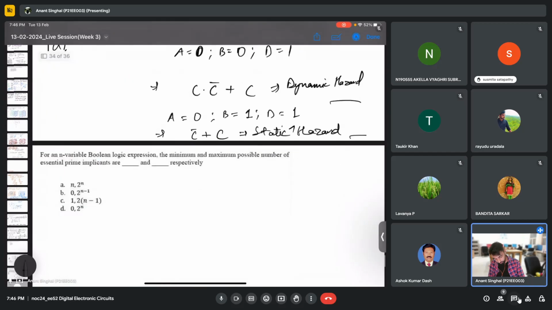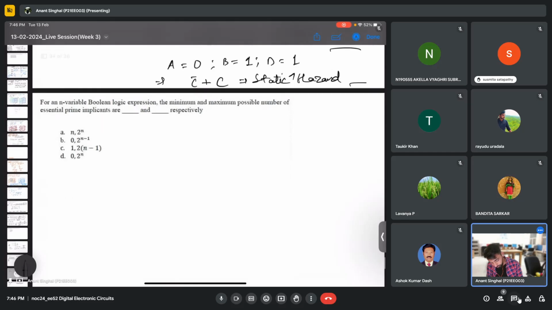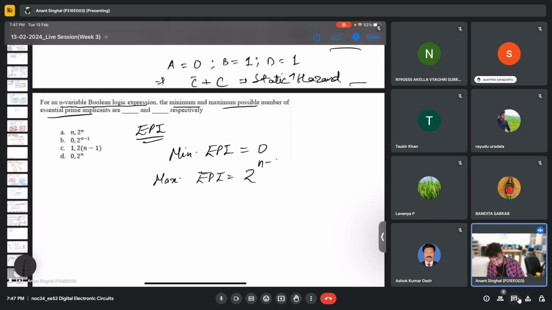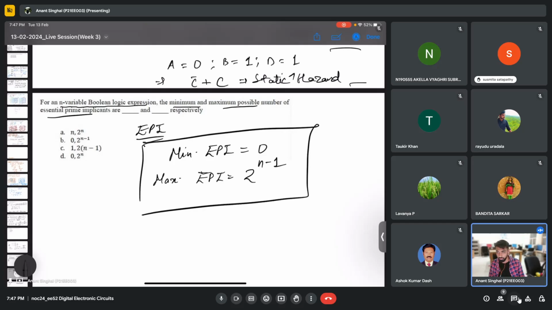So we are running out of time. This is a basic formula based question. For an n variable Boolean logic, we need to find the minimum and maximum number of EPIs, which we have already done using K-maps. So this is a direct formula. Minimum EPIs are always 0 and maximum EPIs are always 2 raised to n minus 1. You can use this formula whenever asked in any question. So the correct answer will be B.